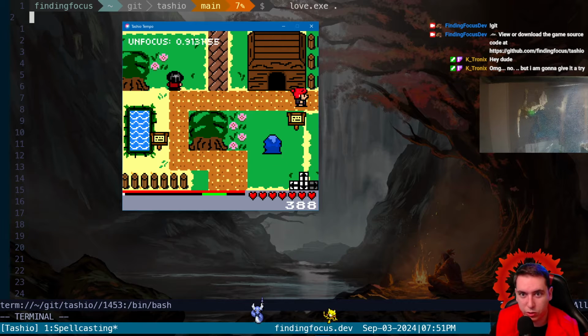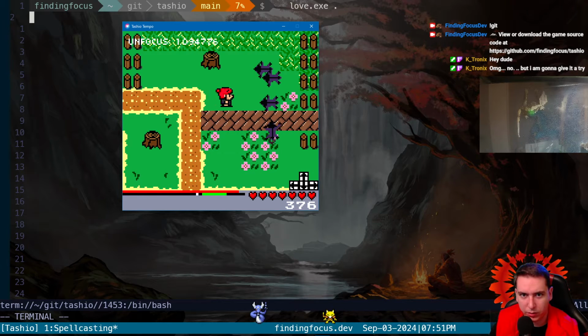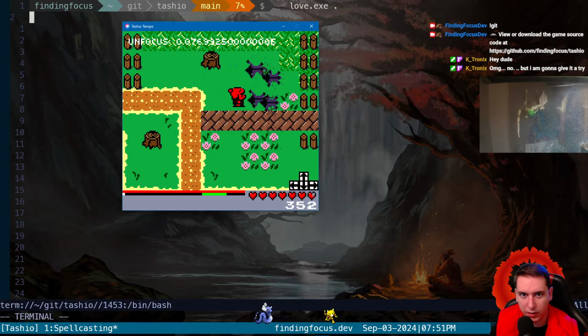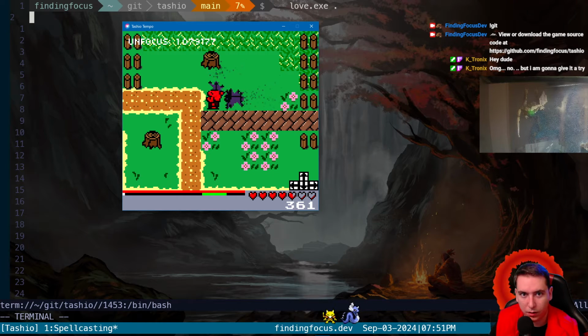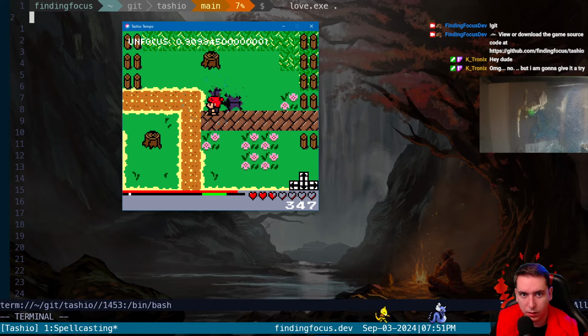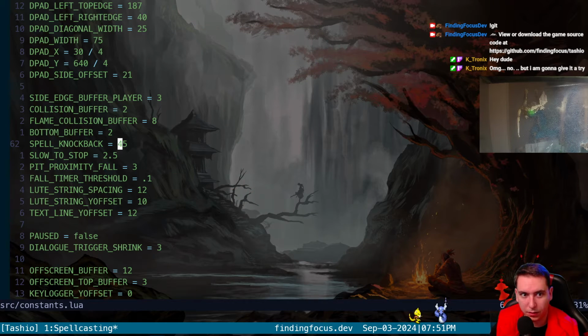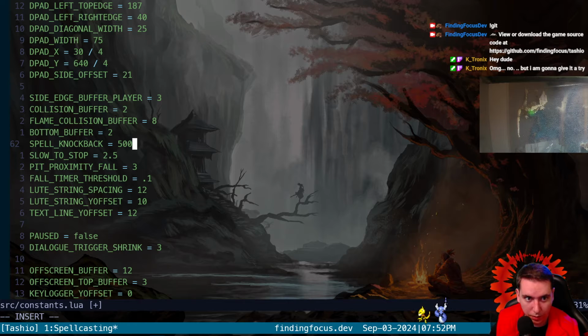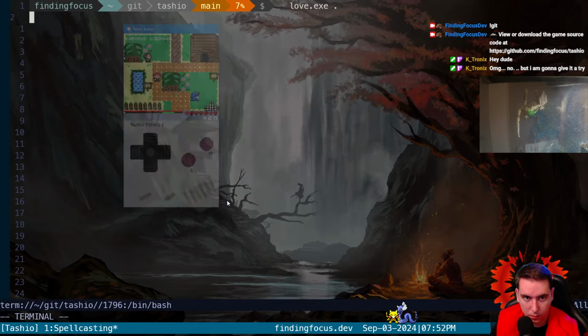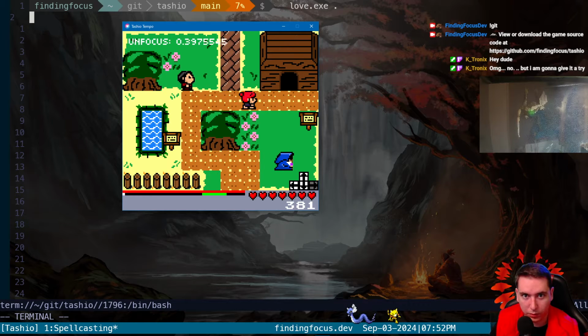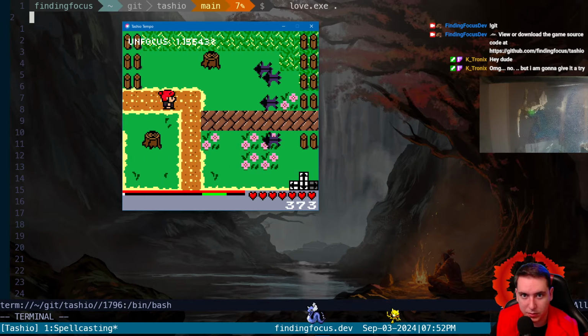All these issues we should have had fixed already. We just didn't know because we were running at a stable frame rate. Gosh, our knockback is so tiny. Yeah, it's still so tiny. Let's just see what happens if we do 500, because 45 looked like nothing. So let's see what happens if we get hit.